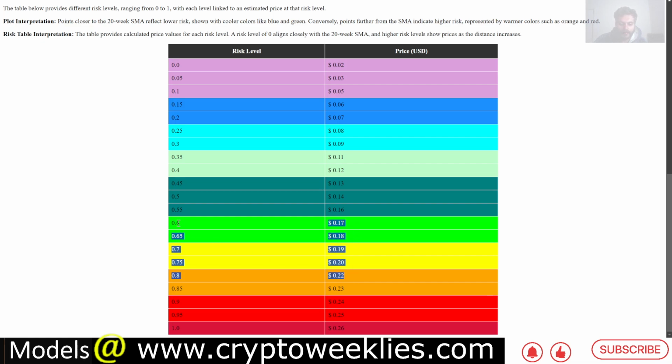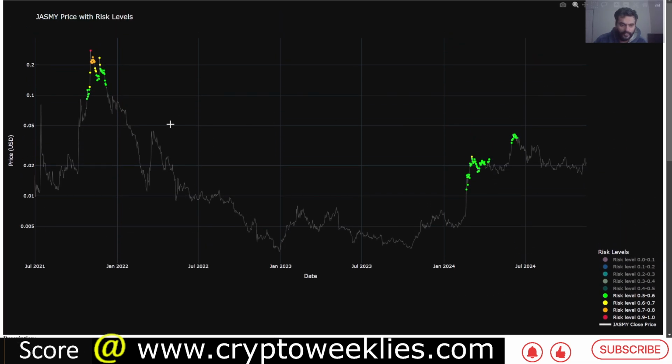That would represent a moderate to slightly higher target for Jasmy, and the lofty goal for Jasmy between 23 cents and 26 cents in the coming 20 weeks. So this is again one way to utilize this model.